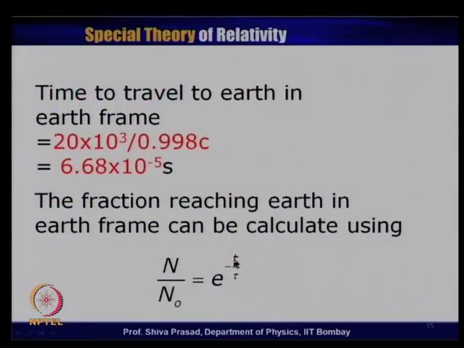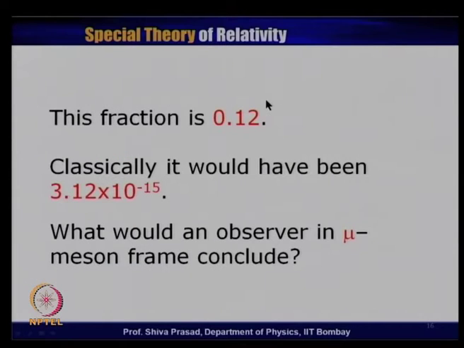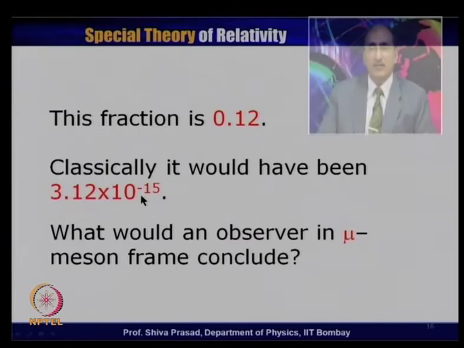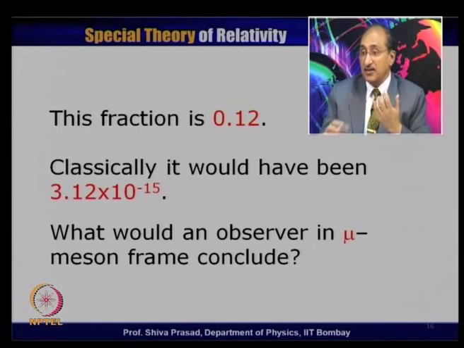But if we had done the classical calculation, for this particular time, instead of using 3.164 into 10 to the power minus 5 for tau, we would have used 2 into 10 to the power minus 6, then this number would have turned out to be 3.12 into 10 to the power minus 15. Remember, there is an exponential factor. Exponential factor is a very fast decaying function. And you can see how much the fraction has changed.